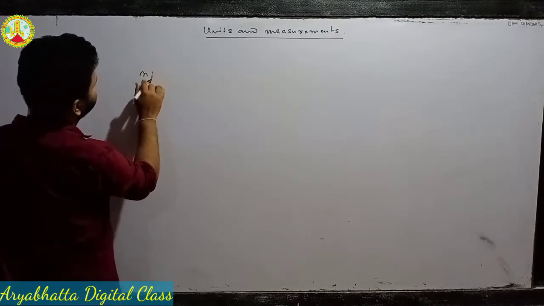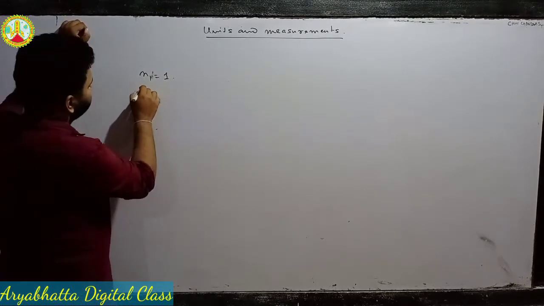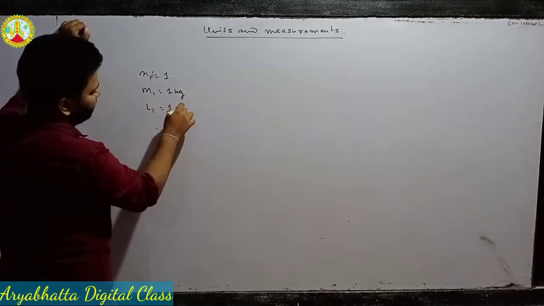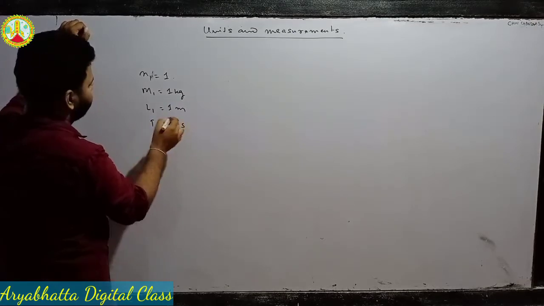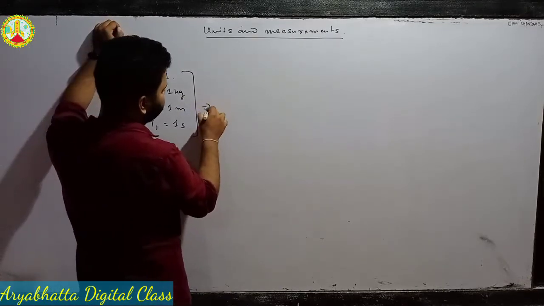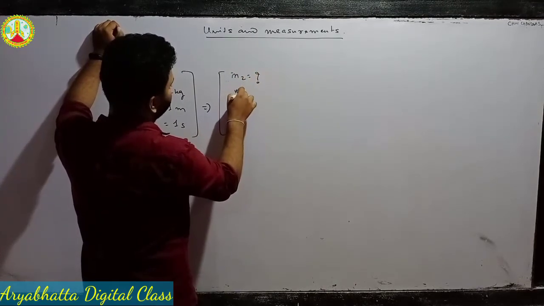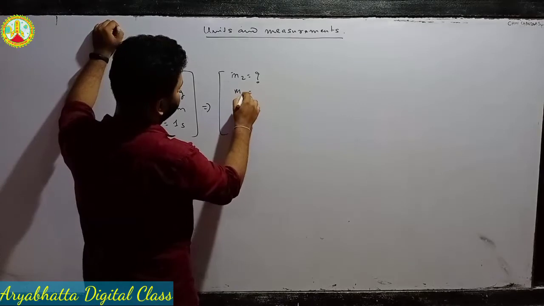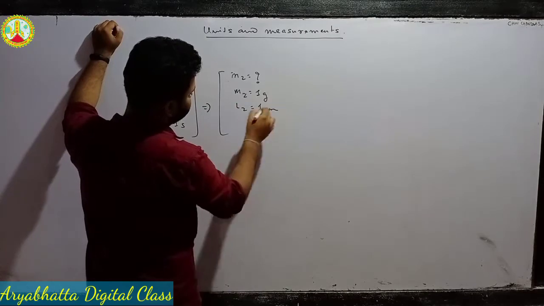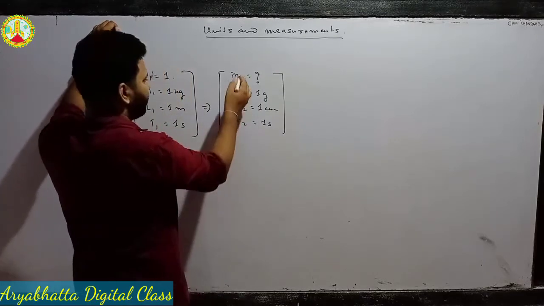The value of n1 here, we will put directly in the formula, 1. Okay. What is m1? This is given in kg. What is l1? This is given in meter. What is t1? This is given in second. This is the one system of unit. What is the other system of unit? That is n2. Whatever the value of n2 is, we do not know. The mass in the second is 1 gram. What is length? Centimeter. And what is time? Time is given in second. So we have to calculate the value of n2.